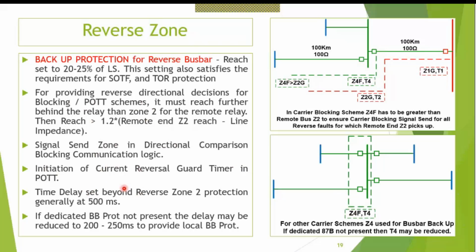Generally, time delay is set beyond the remote zone 2. The time delay of this zone 4 will be set beyond the time delay of the remote end zone 2. Because for a fault in the local busbar, I want the remote end zone 2 to operate faster than my local zone 4. If I have busbar protection, this is coordinated with the busbar protection and LBB protection. This zone 2 is coordinated, we have talked about.